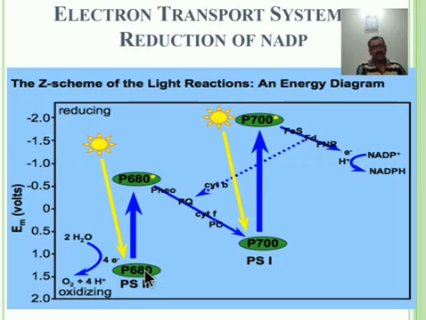Further, it is excited and comes toward the pheophytin. This is the PHEO, pheophytin. Further, from pheophytin it goes toward the quinone molecule. It is a quinone or plastoquinone molecule. It is a mobile carrier of the electron.